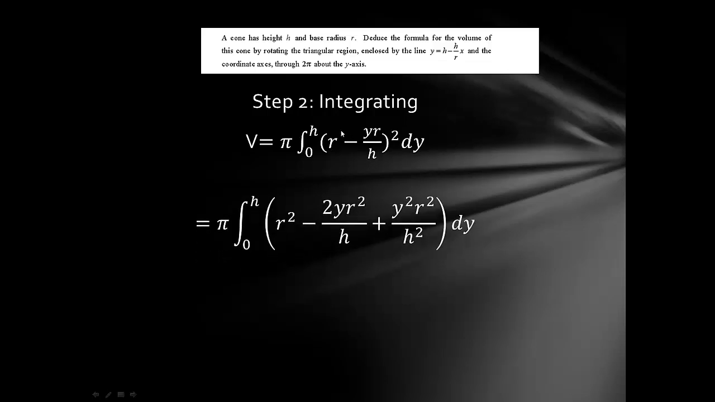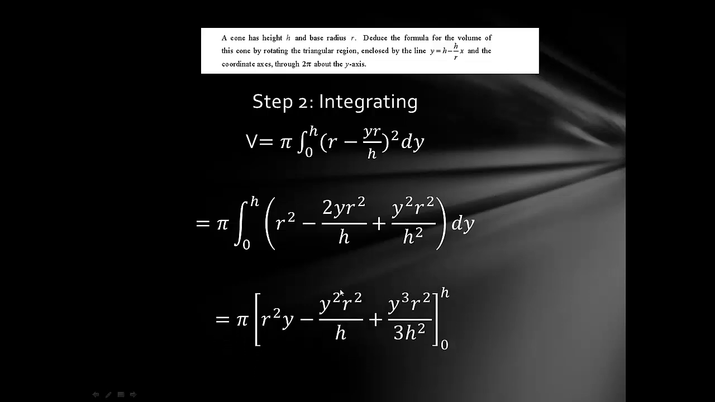So let's start by expanding the expression within the integral. So we have r squared minus 2y r squared over h plus y squared r squared over h squared. So just a simple expansion. And now we can start to integrate with respect to y. So we start by getting r squared times y, minus 1 over 2 times 2 y squared r squared over h. Therefore the 2 crosses out and we end up with y squared r squared over h, just integration rules, plus 1/3, okay, 3 in the denominator, y cubed r squared over h squared.